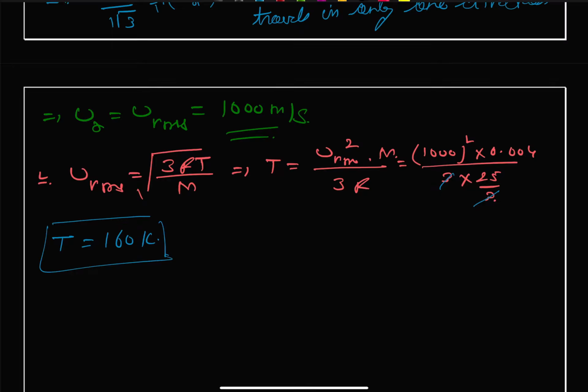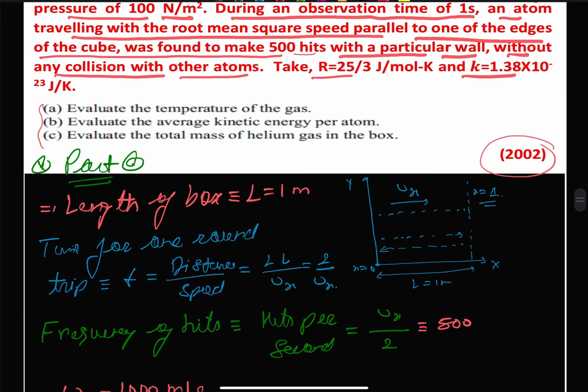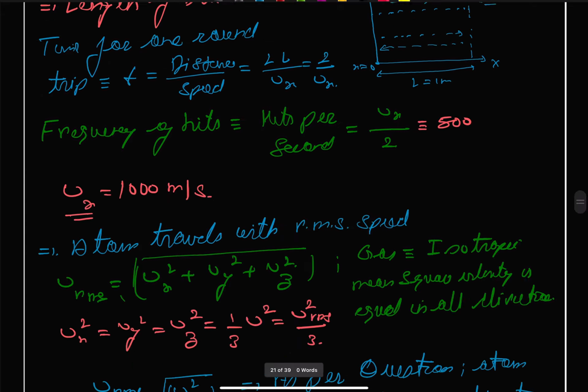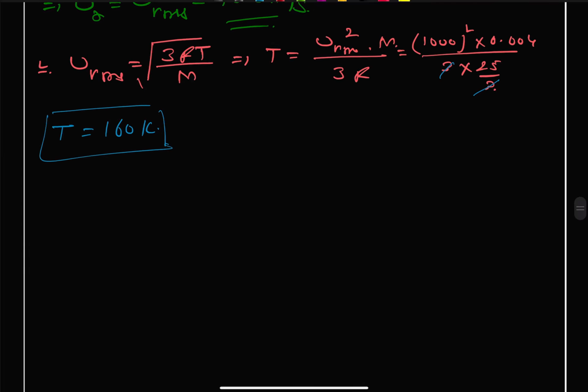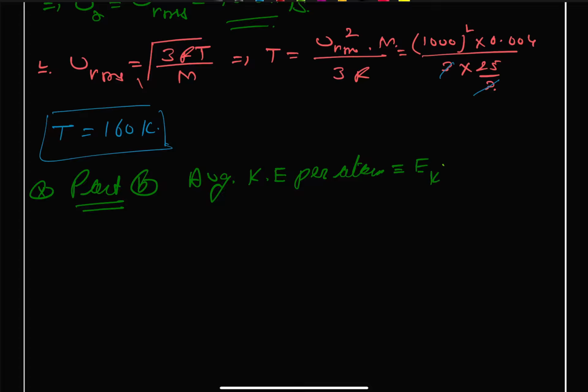Now we come to our part B. Part B states the average kinetic energy per atom. So we have our part B, which is based directly on the formula that our average kinetic energy per atom, let us suppose we write this as E of K is equal to 3 by 2 K times T, and we already know all these.